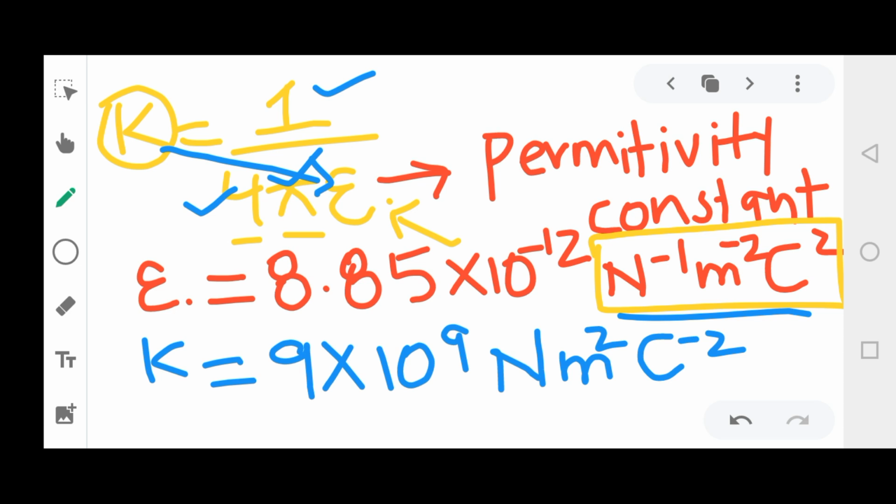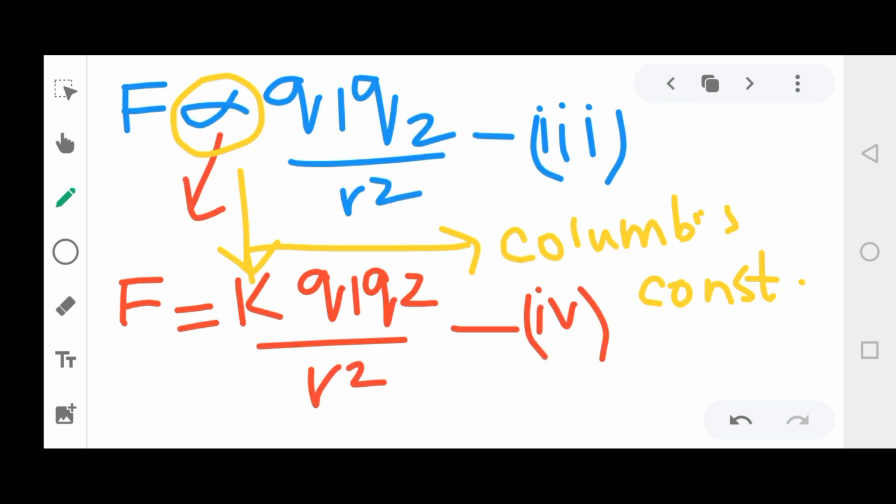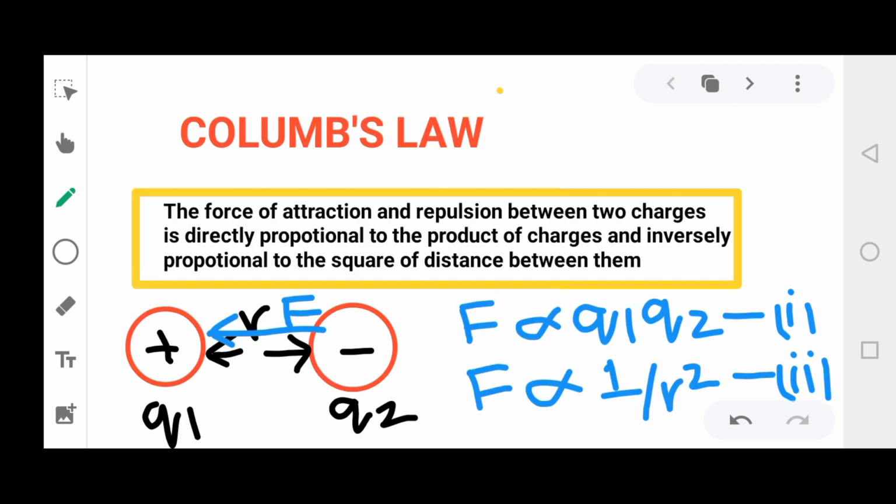So here was Coulomb's law. What is Coulomb's law? How can we derive its formula? So thank you very much.